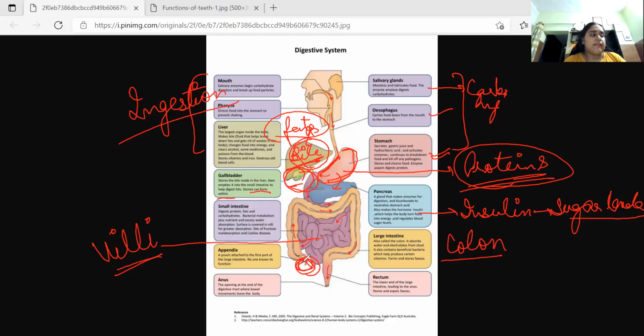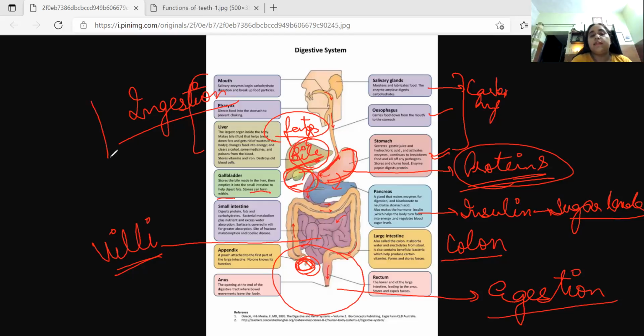Then after this, the small intestine is there, right? And this process which I told you, in which the waste material is thrown out from the body, it is called as what? Egestion. So you have two processes: ingestion, the process by which food is taken inside our body, and egestion, the waste products which are thrown out from our body. So this is about your human body.